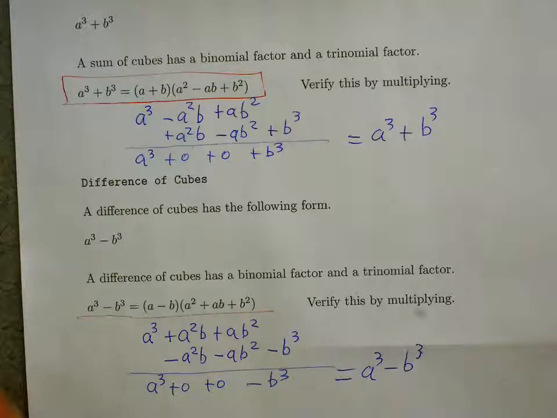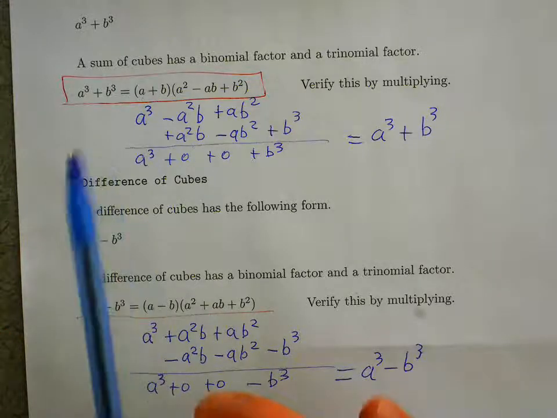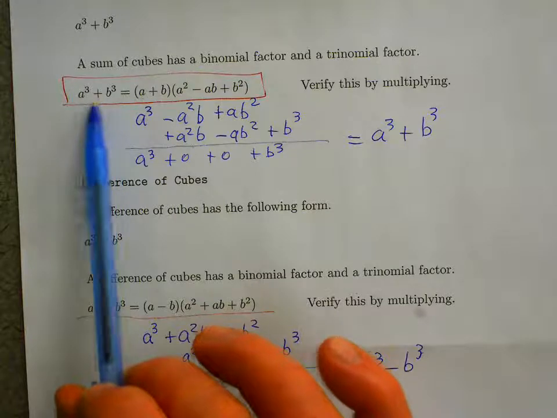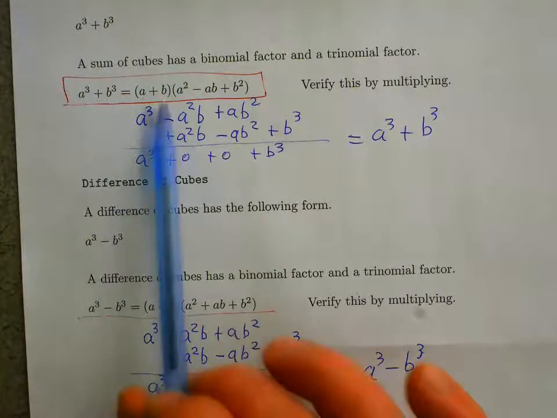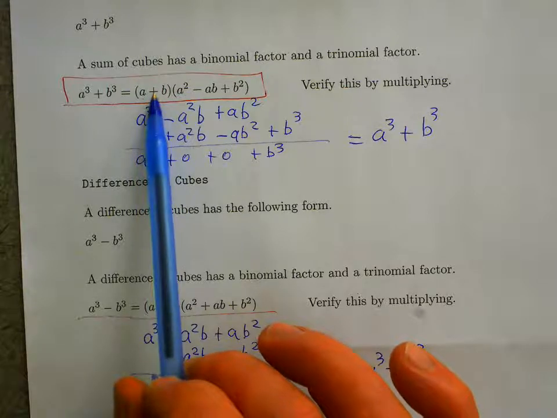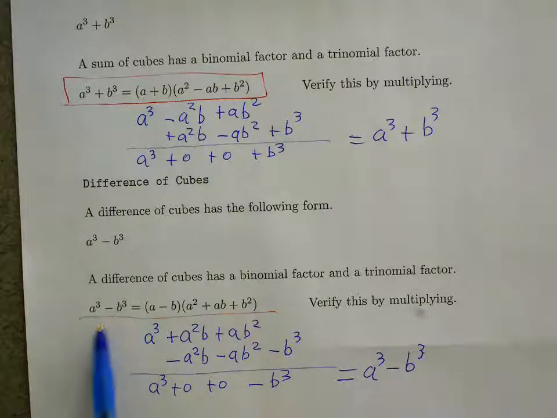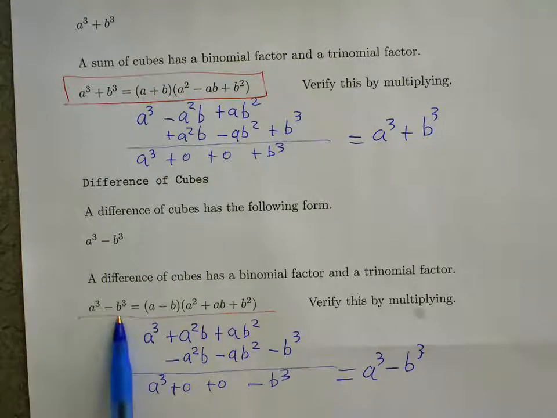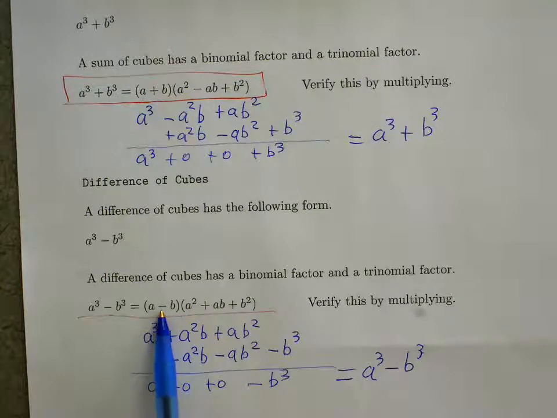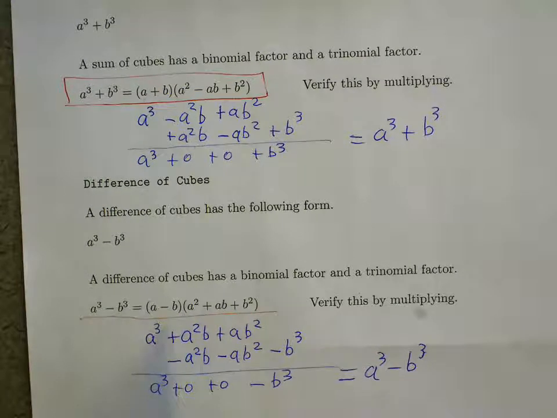Okay, one thing that you probably already noticed, when we factor a sum of cubes, A to the third plus B to the third, the binomial also has addition, A plus B. And corresponding to that, in the difference of cubes, A to the third minus B to the third, the binomial factor also has subtraction, A minus B, as one of the factors. So noticing things like that can help you remember those formulas. Okay, we'll look at some examples.